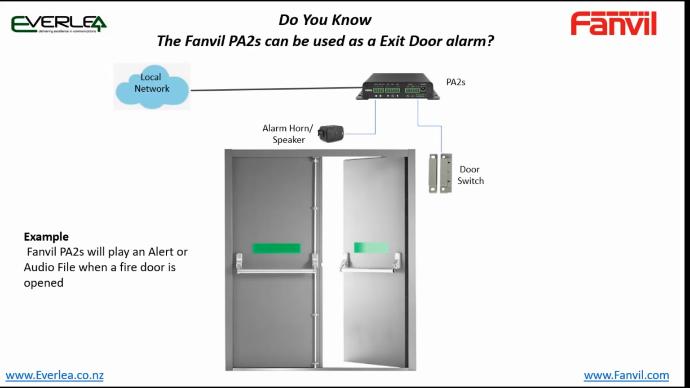In some types of commercial buildings, there are a number of exit doors that are only used in an emergency exit situation. But if someone opens a door when there is no fire or emergency, anyone could exit or gain access to the building without any of the staff knowing. Using the trigger input on the PA2, you can set it up to alert staff the door has been opened.